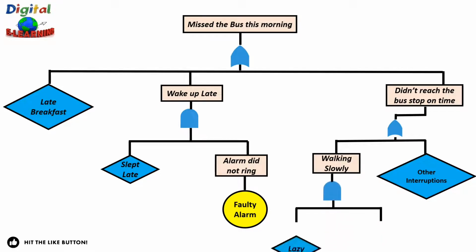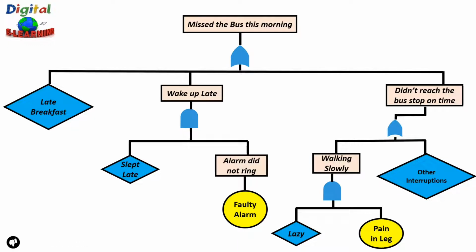I'm going to apply an AND gate here because I'm lazy and I have a pain in my leg. So both these, lazy and pain in leg, could lead to me walking slowly, which could trigger that I didn't reach the bus stop on time, and which ultimately leads to I missed the bus this morning.